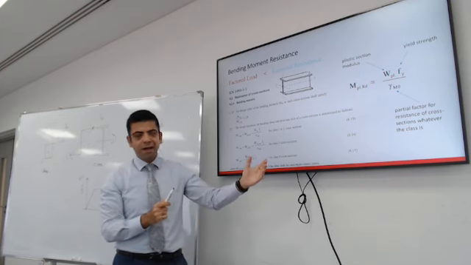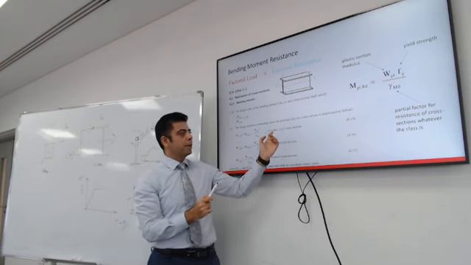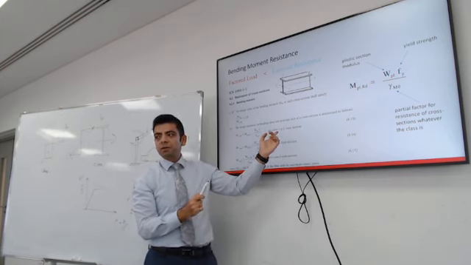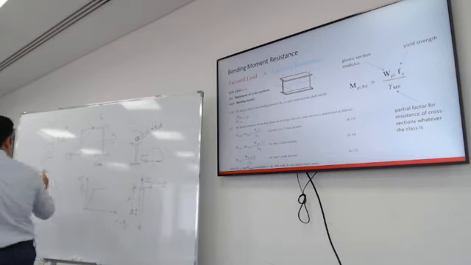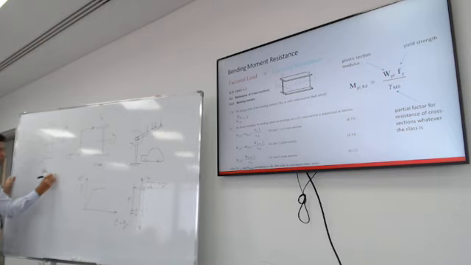So the code will say, go figure out the classification of your section. Class 1 and 2, so this would be class 1 and 2, use a section modulus for plastic stress. The entire section is yielding. Because the section is very strong, this will give you bigger capacity.